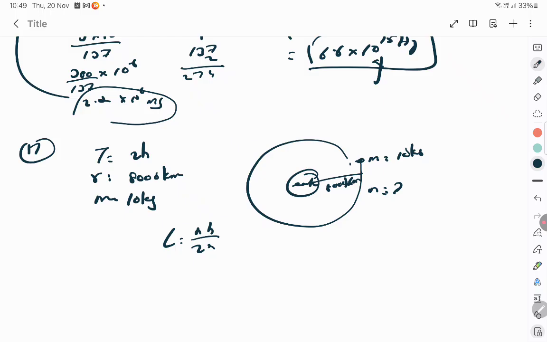They didn't even give you the angular momentum. But you know that angular momentum is r times linear momentum. r is the radius, which has been given, which is 8,000 into 10 to the power 3 kilometers, into momentum, which is mass into velocity. Mass is 10 kg, correct? Into velocity.